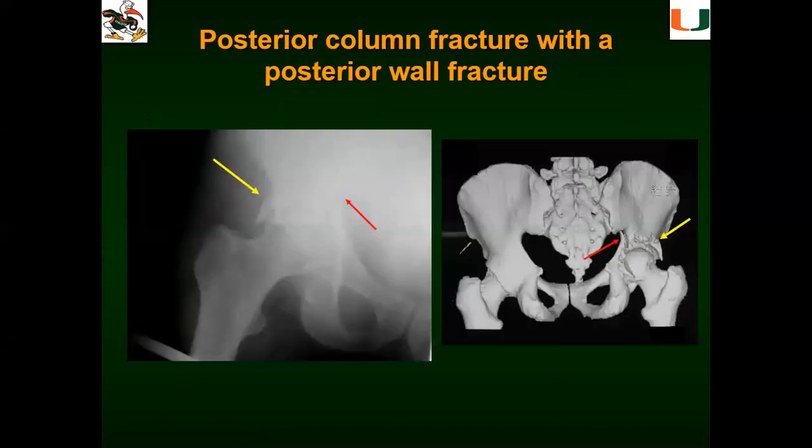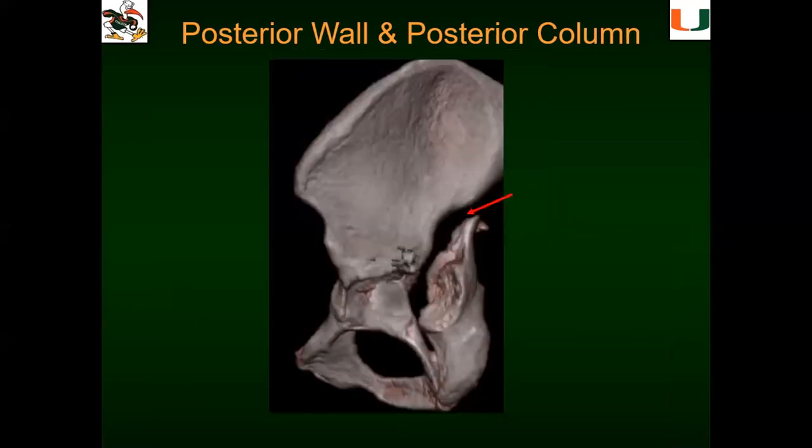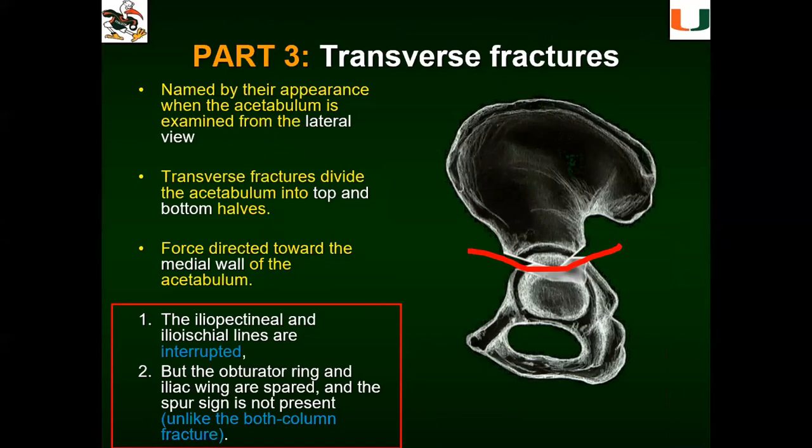And here is a posterior column with a posterior wall fracture. Again, you'll have disruption of that ilioischial line, and you'll have interruption of that posterior rim. That's pretty straightforward. So more examples of that posterior wall and posterior column fractures there. Now, the transverse type fractures, those are probably the most challenging ones to pick up.